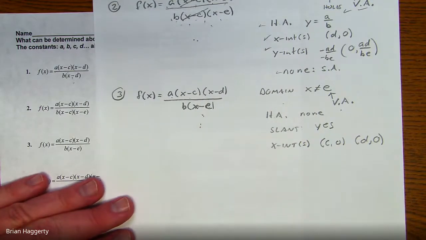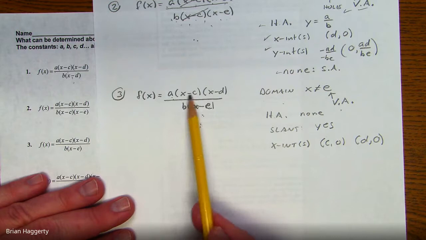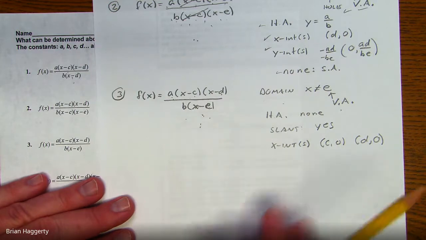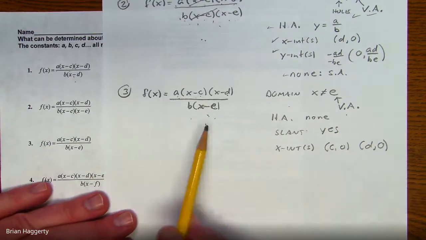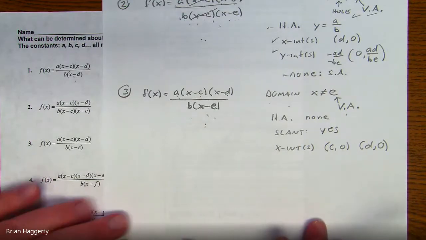All right, y-intercept, plug in 0 for x, so it's another one of those messy ones. I'm not going to write it down. It would be A negative C negative D over B negative E, and then the negatives would cancel. If I asked you a y-intercept question on the quiz, it would be something cleaner than that. It wouldn't be big and messy.